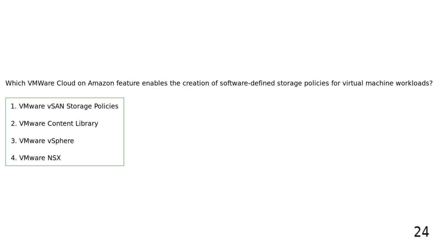Which VMware Cloud on Amazon feature enables the creation of software-defined storage policies for virtual machine workloads? VMware vSAN storage policies. VMware Content Library. VMware vSphere. VMware NSX. VMware vSAN storage policies enable the creation of software-defined storage policies for virtual machine workloads within VMware Cloud on AWS, allowing for the specification of storage requirements such as performance, availability, and data protection.